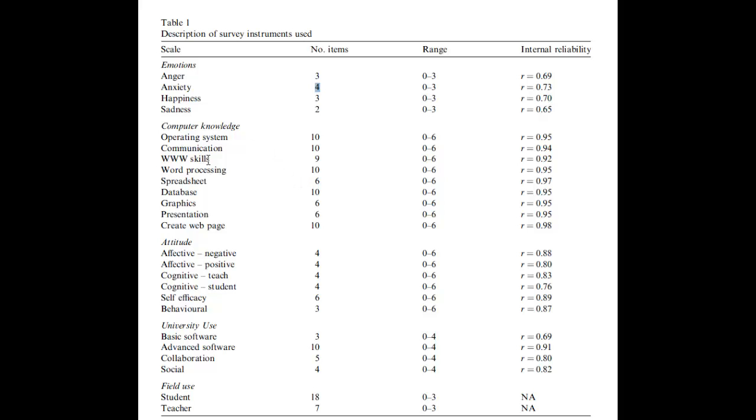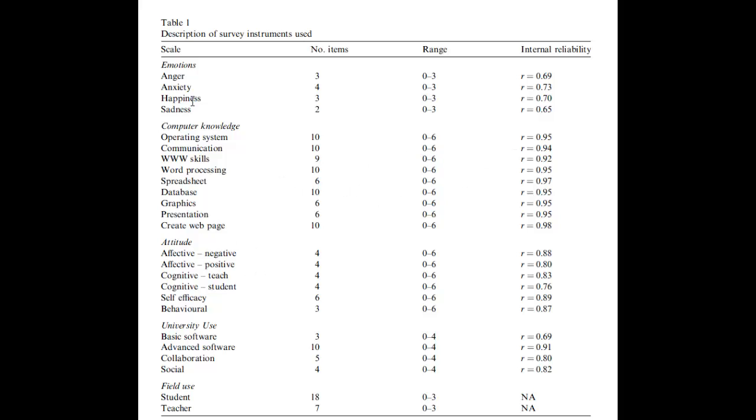So if you look at computer knowledge here, let's look at World Wide Web skills. There were 9 items and a range from 0 to 6 on each item. That was a Likert scale, a 7-point Likert scale. And the internal reliability was 0.92, which is very high. We would say that's reliable. People that scored high on the items, if you were very good at these skills, scored high on all the items. They didn't jump around high, low, high, low, that kind of thing.